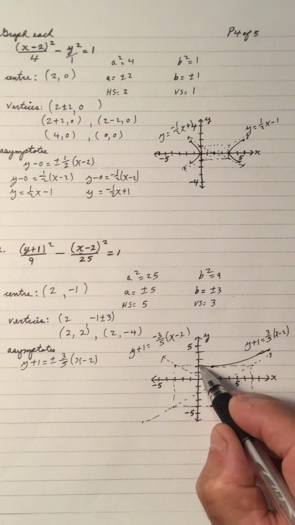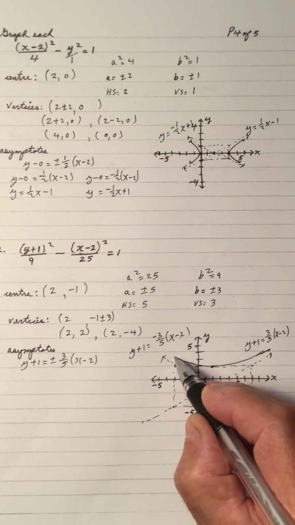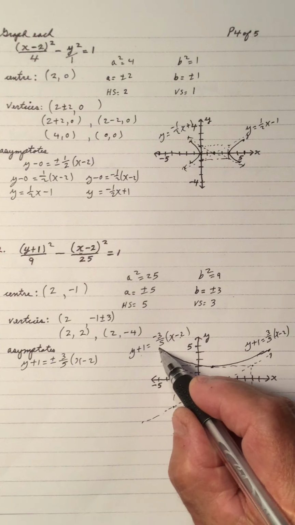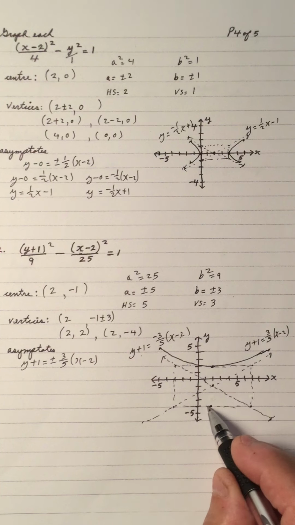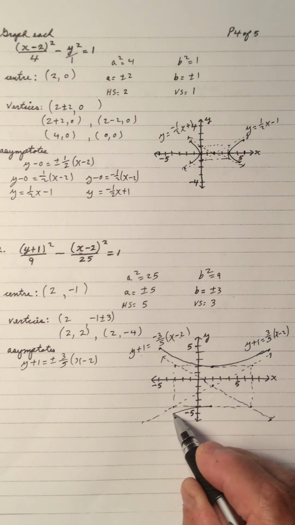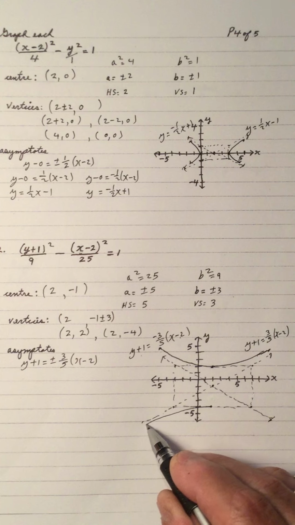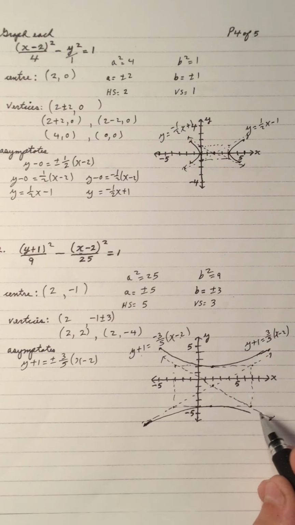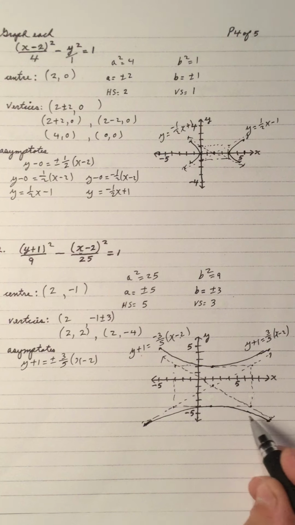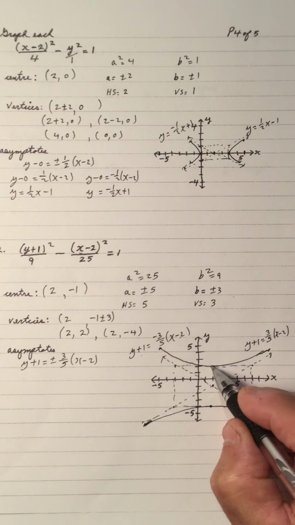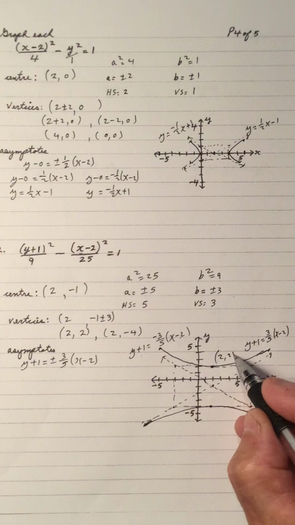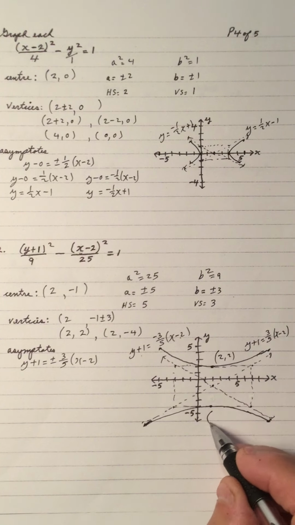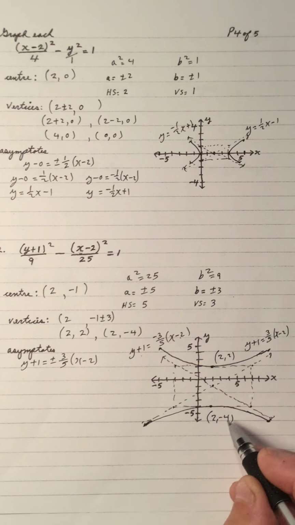And remember, as it goes out, it gets closer and closer to the asymptote, even though it's not exactly drawn. So when I leave here, the further it goes out, the closer it gets to the asymptote. And there's a picture like that. So there's the vertex, and this is this vertex. This is 2, 2, and this one is 2, negative 4.